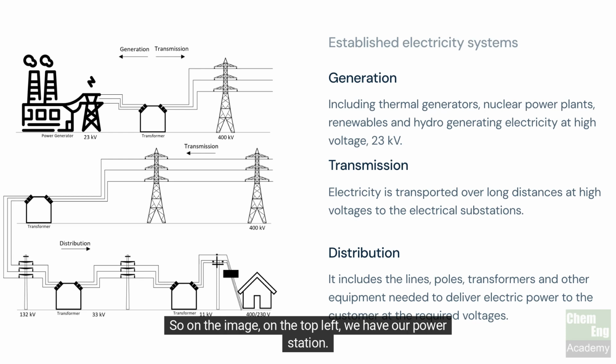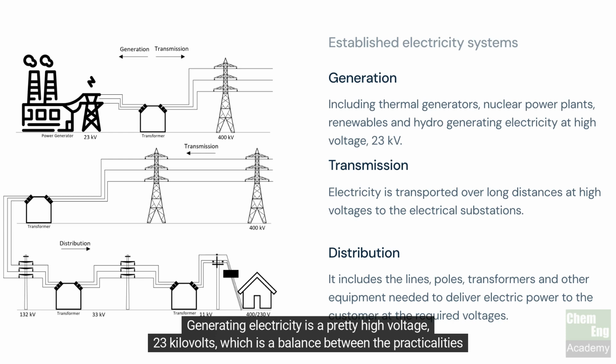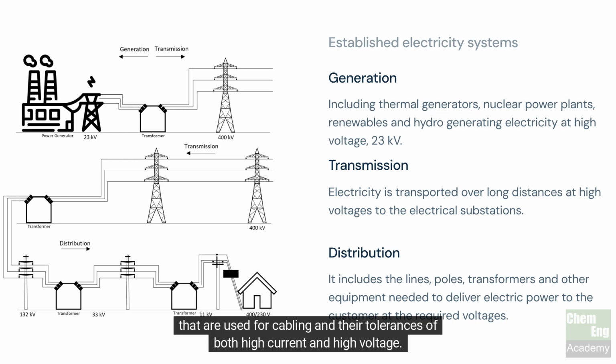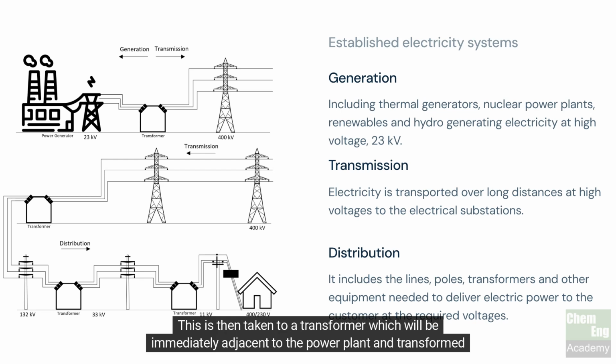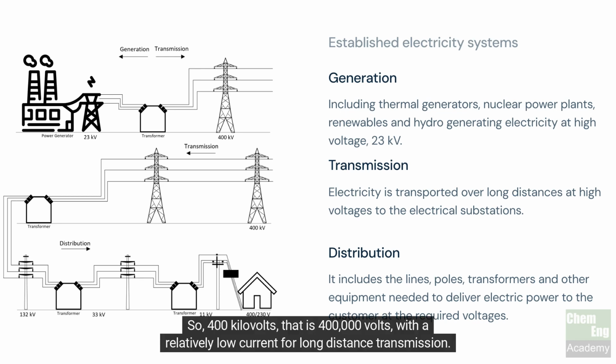So on the image, on the top left, we have our power station. Generating electricity is at a pretty high voltage, 23 kilovolts, which is a balance between the practicalities of the power station generators in terms of the coils around the magnets, and in terms of the materials that are used for cabling, and their tolerances of both high current and high voltage. This is then taken to a transformer, which will be immediately adjacent to the power plant, and transformed into very high voltage. So 400 kilovolts, that is 400,000 volts, with a relatively low current for long-distance transmission.